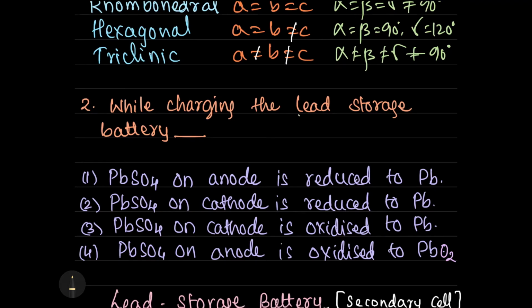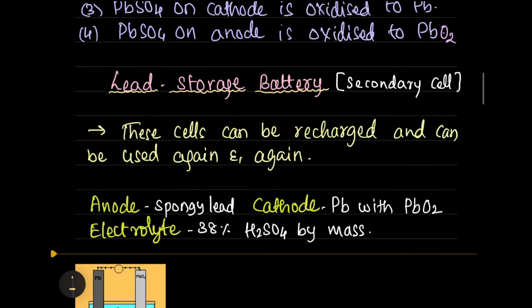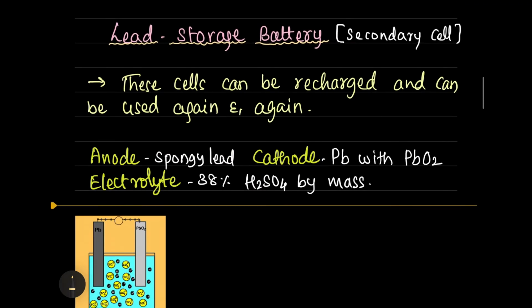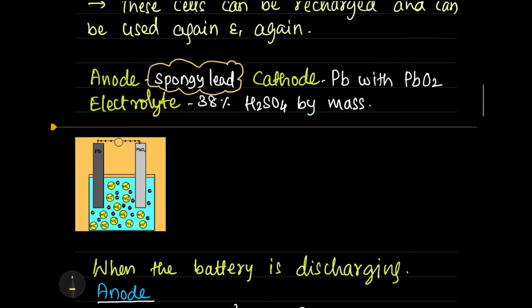As we know, the lead storage battery is a secondary cell. You know the basic definition: these cells can be recharged and can be used again and again. Initially, the lead storage battery has an anode of spongy lead. What do we mean by spongy lead here? It means pure lead is used on the anode side. The cathode is placed with lead oxide, that is PbO2.